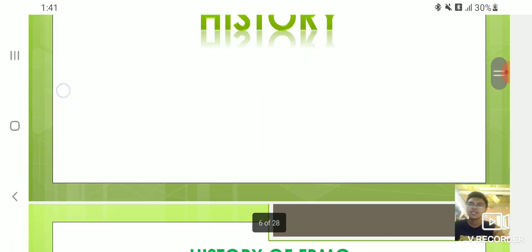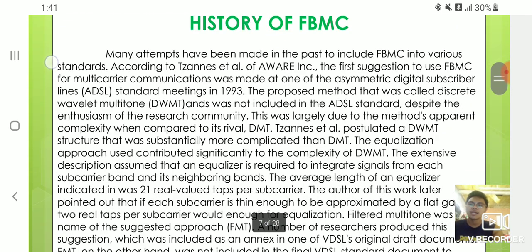Next is the history of the FBMC. Many attempts have been made in the past to include FBMC into various standards. According to Jones et al. of Aware Incorporation, the first suggestion to use FBMC for multi-carrier communications was made at one of the asymmetric digital subscriber line, or the ADSL standard, meetings in 1993. The proposed method was called discrete wavelet multitone, or the DWMT, and was not included in the ADSL standard, despite the enthusiasm of the research community.